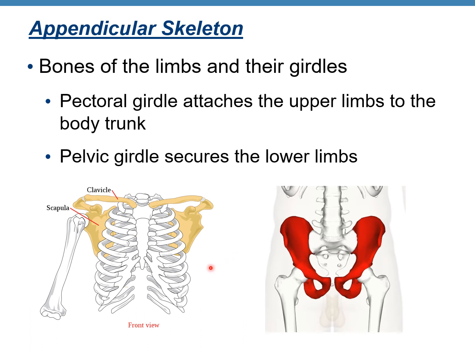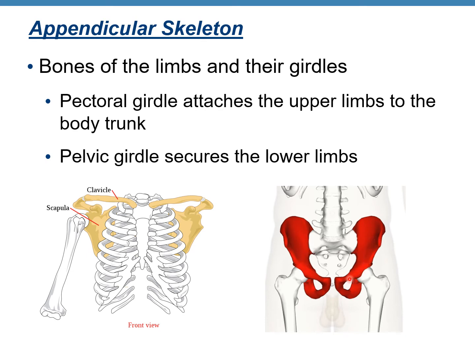So the appendicular skeleton includes, as I already said, the pectoral girdle, pelvic girdle, and bones of the upper limbs and lower limbs, arms and legs. So bones of the limbs and their girdles. And girdles are bony structures that attach arms and legs to the axial skeleton. On this diagram, you can see the pectoral girdle, made of two bones, clavicle and scapula, and the pelvic girdle shown here in red. This is our hip bones.